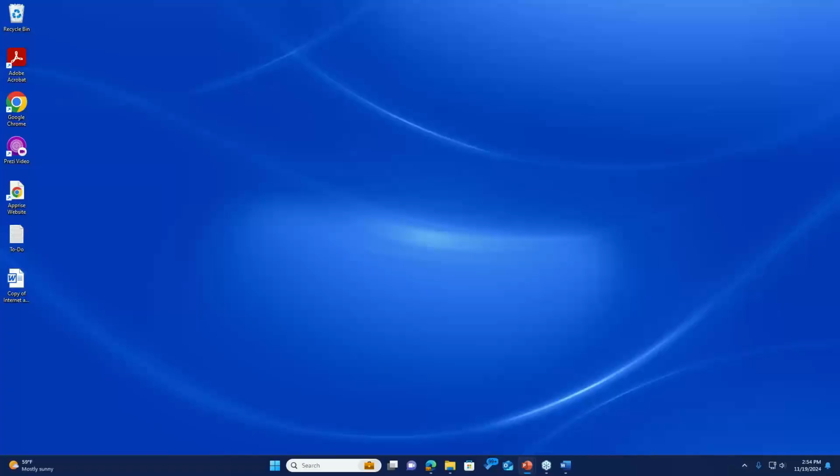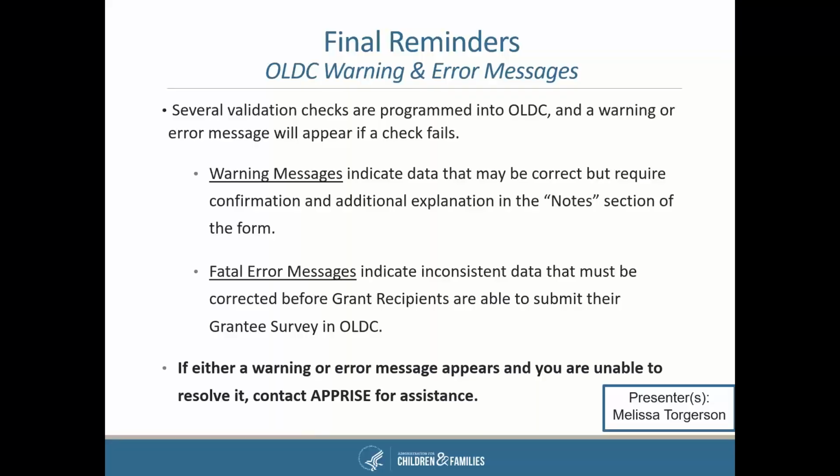If you'll recall, this is true for the household report as well, but we do have several validation checks programmed into OLDC. We have both warning messages, and these are data that might be correct, but that we want you to double check. If for some reason you get a warning message and you say, no, this is absolutely the right information, that should trigger you to leave a note, because it means that there's some kind of discrepancy, maybe compared with last year's numbers, or it looks a little funny. Apprise will probably follow up with you unless they see a note that explains it. So if you get a warning message, use that as an indicator to leave a note about that data.